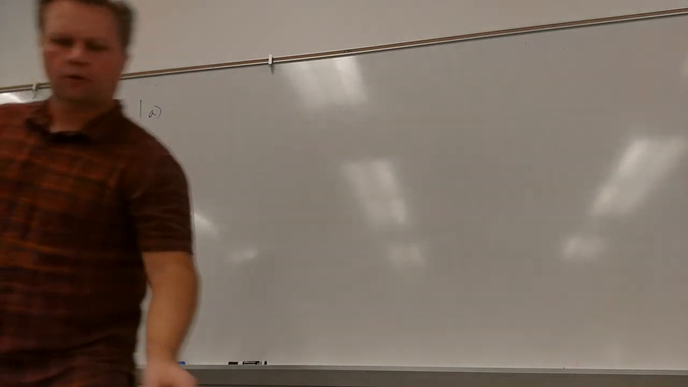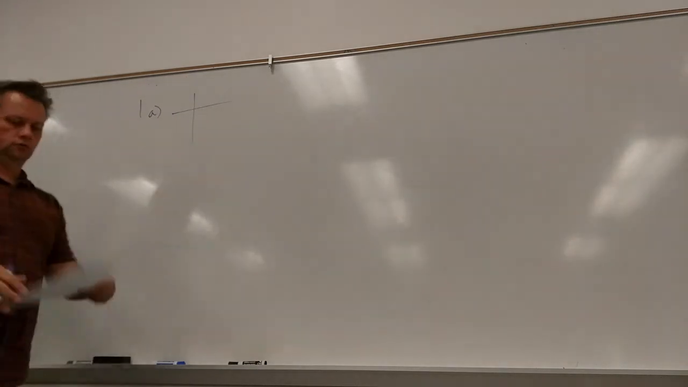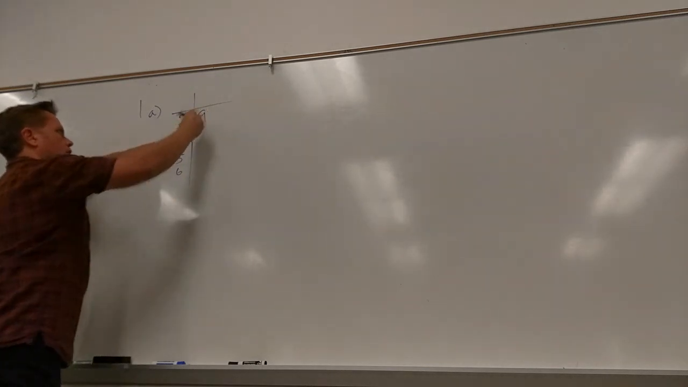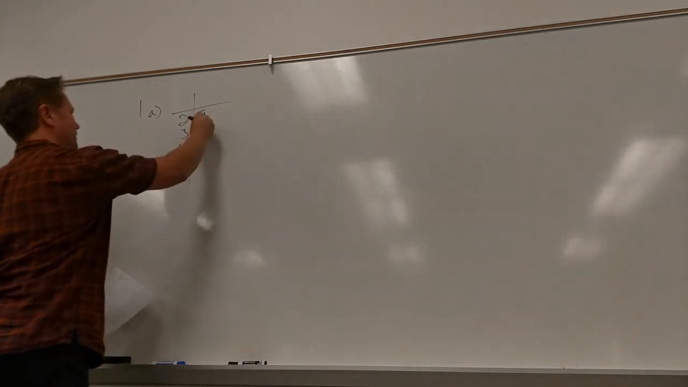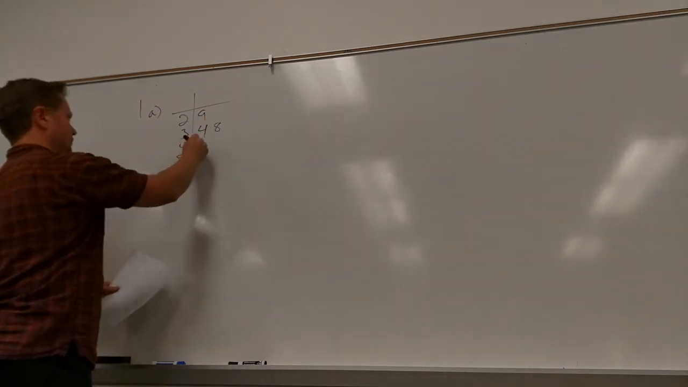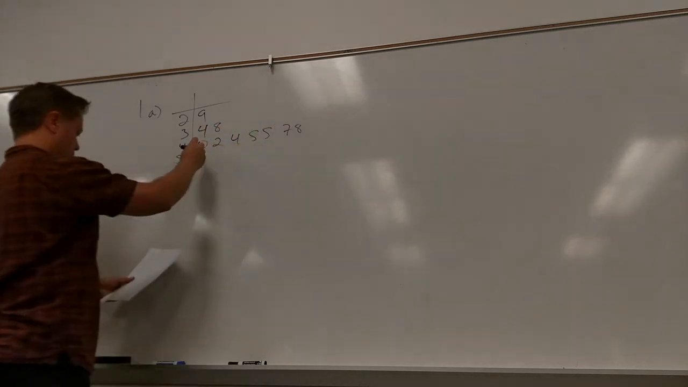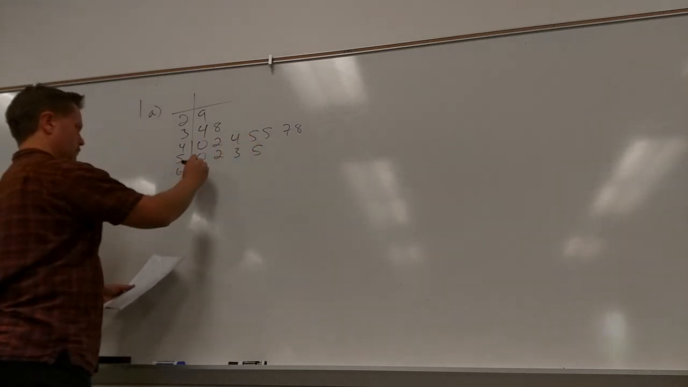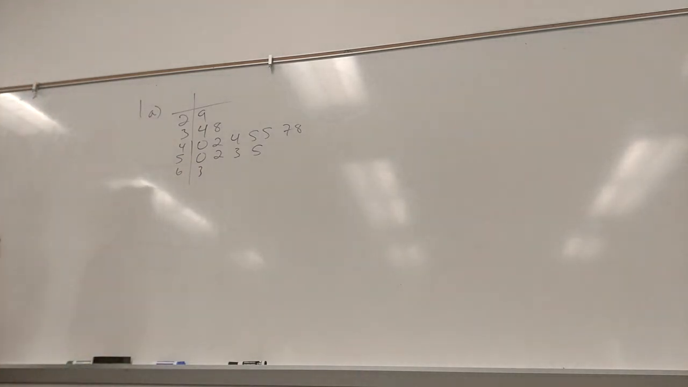Who's done this already? Who got 1A on the practice test done? Okay. So what's your stem and leaf look like? 2, 3, 4, 5, 6, and then 9, and then go down to 4, 8, and then go down 0, 2, 4, 5, 7, 8, and then go down 0, 2, 3, 5, and then 6, 3. I like it. Cool. And then key 29. I like it.